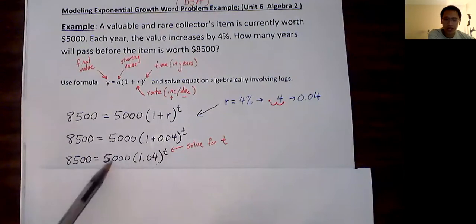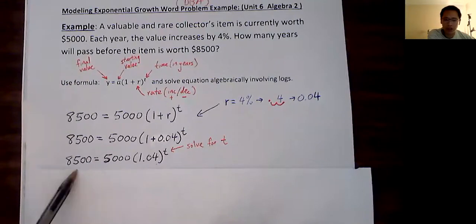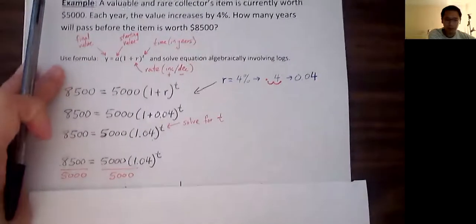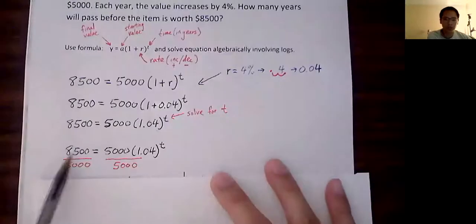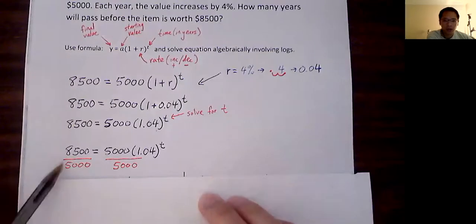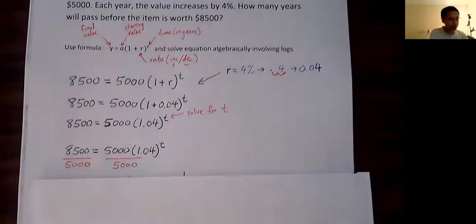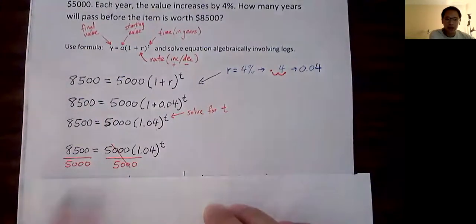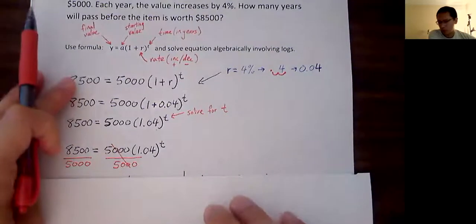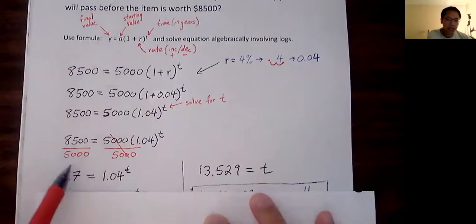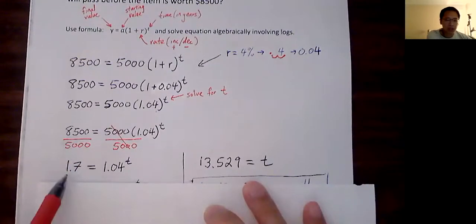But first, I realized this 5,000, I can move this 5,000 over to the left side to begin clearing this side up. So if I divide both sides by 5,000, I can use my calculator to find out my decimal value here, 8,500 divided by 5,000. And then if I divide both sides by 5,000, that's going to cancel out on the right side. So the right side just leaves us with 1.04 to the t, and the left side leaves us with 1.7. Okay, so 8,500 divided by 5,000, we use our calculator, we get 1.7.